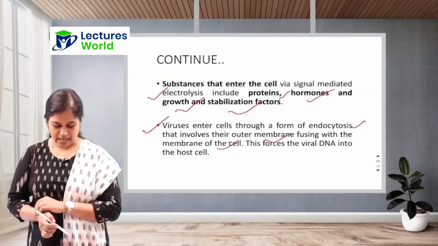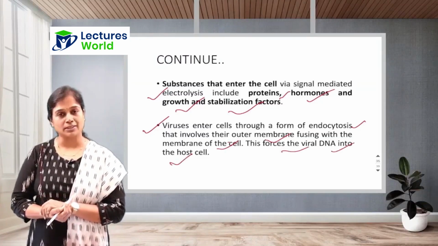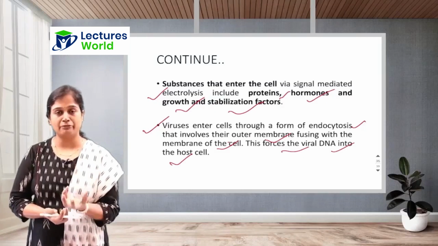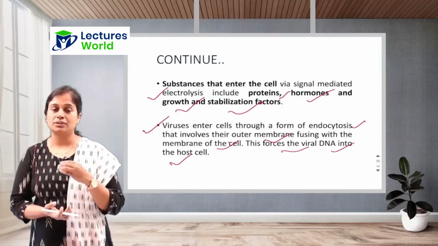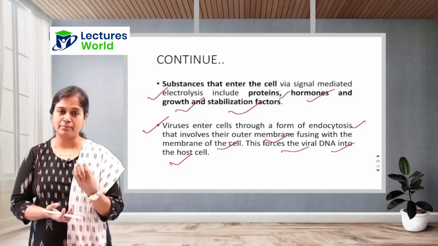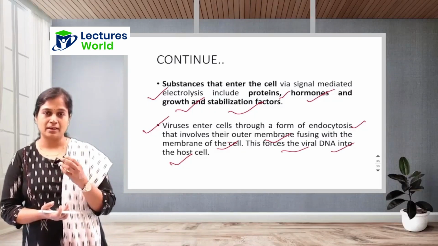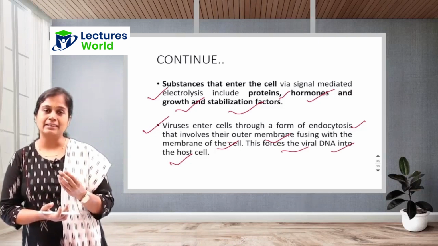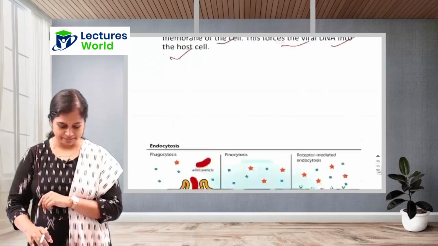Then viruses enter through a form of endocytosis that involves their outer membrane fusing with the membrane of the cell, and this forces viral DNA into the host cell. So as we know, whenever a person gets infected, the virus enters into the cell membrane. So that is how it enters: the cell membrane of the virus and the cell membrane of the cell get fused, and then the DNA of the virus will enter into the cell.